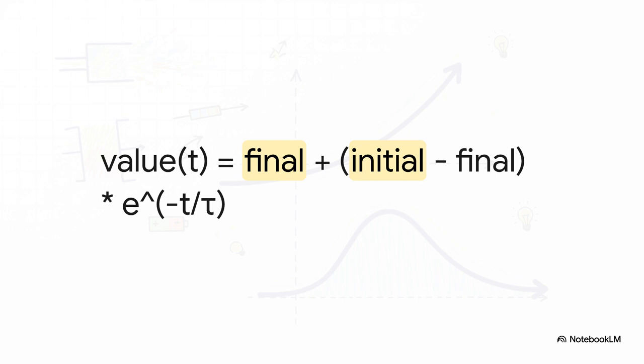I know, it might look a little intimidating with the e and the exponents and all that, but it's just a fancy way of saying what we already know intuitively. It's just saying that the value at any time is a mix of its final destination, its starting point, and how fast it's traveling, which, of course, is our old friend tau. That's really all there is to it.